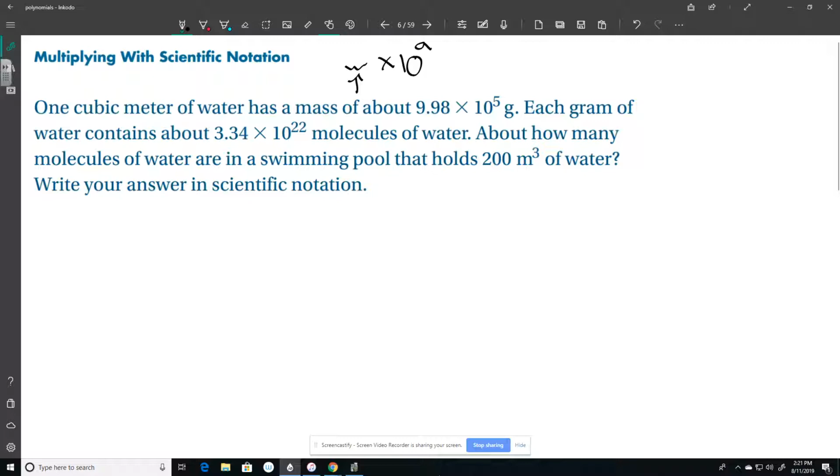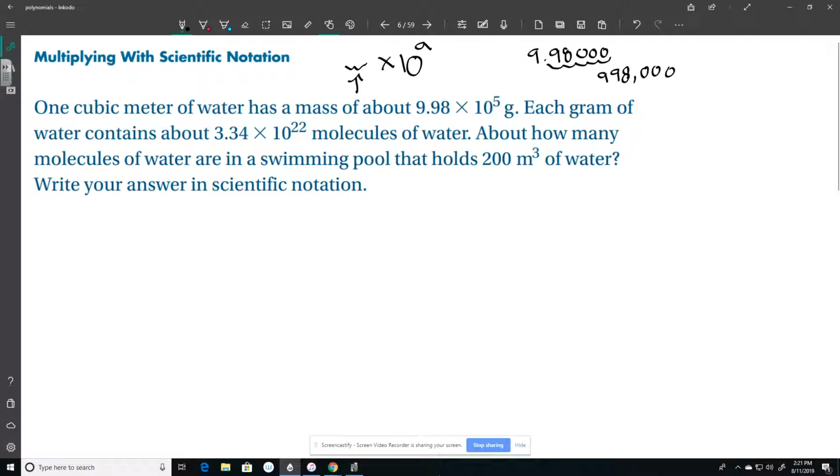If you look at our example, it says 1 cubic meter of water has a mass of about 9.98 times 10 to the 5th grams. So the 9.98, this is scientific notation. There's only one number in front of the decimal, and it's being multiplied by 10 to the 5th. And if you remember, what that means is I'm taking 9.98 and when I multiply by 10 to the 5th, I move the decimal 1, 2, 3, 4, 5 places, which means that this is actually 998,000 grams. We just write it in scientific notation.